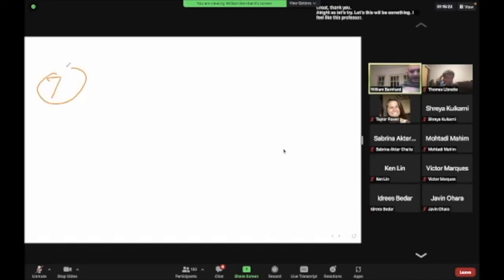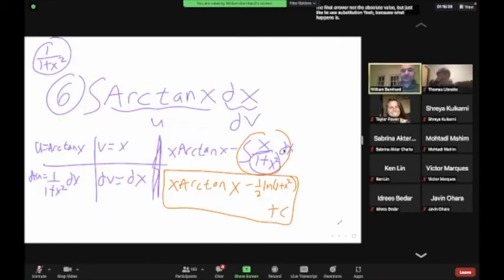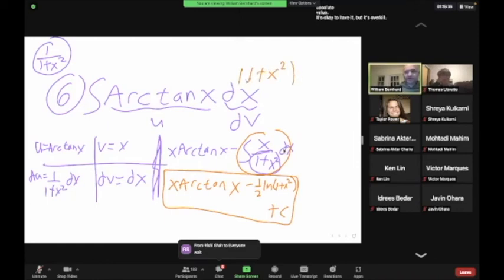Why doesn't the final answer have the absolute value, like the u substitution? Because, as I was saying, you could have the absolute value. It's okay to have it, but it's overkill. The expression 1 plus x squared is always positive, no matter what, so there's no need to have the absolute value.